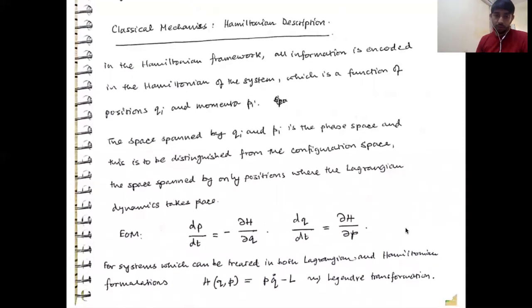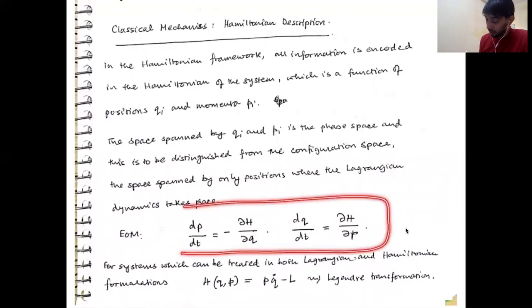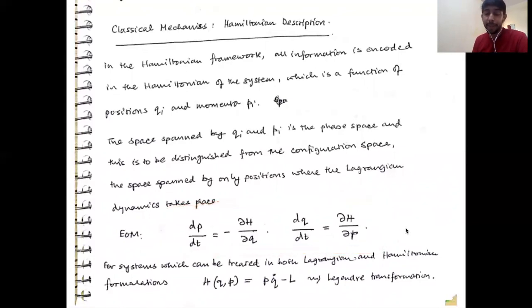All right. So as you know, the equations of motion take this form. These are the Hamiltonian equations. And for systems that can have both a Lagrangian description and a Hamiltonian description, you can go between one and the other by writing down H in terms of L. This is a Legendre transform. Okay, so this is something that you are familiar with.